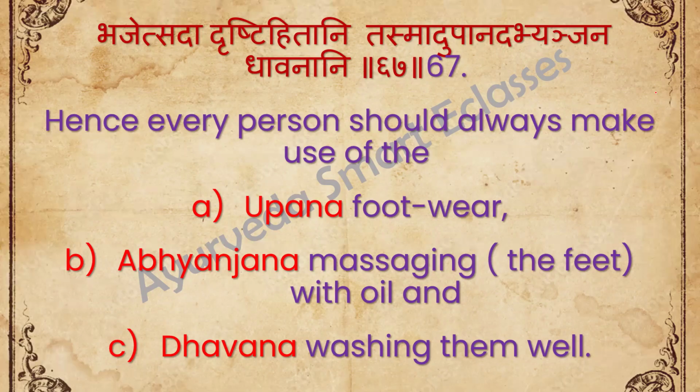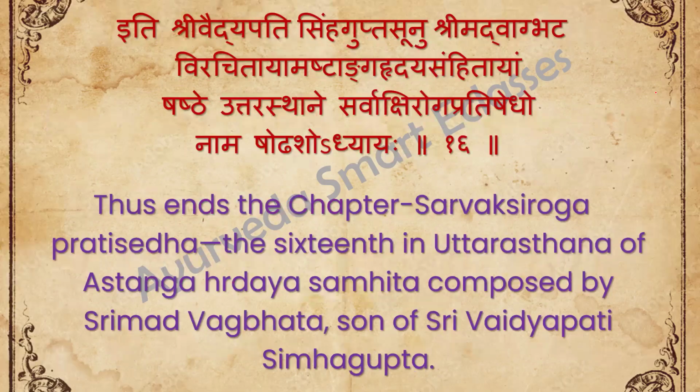Iti Sri Vaidyapati Simhagupta Sunu Srimad Vagbhata Virachitayam Ashtanga Hridaya Samhitayam Shashthe Uttarasthane Sarvaksiroga Pratishedha Nama Shodasho Adhyaya. So thus ends the chapter Sarvaksiroga Pratishedha, the 16th in the Uttarasthana of Ashtanga Hridaya Samhita, composed by Srimad Vagbhata, son of Sri Vaidyapati Simhagupta.